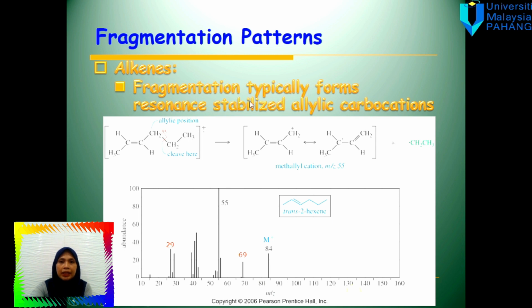The alkene group typically forms a resonance stabilized allylic carbocation. If you can see, this is the double bond, and this is the CH2 and this CH2. This is the allylic position, so it tends to break here. It does not tend to break here because this is a stable allylic position. So most alkenes will break at the second CH2 carbon. So this allylic position is very stable and always appears in the alkene group.